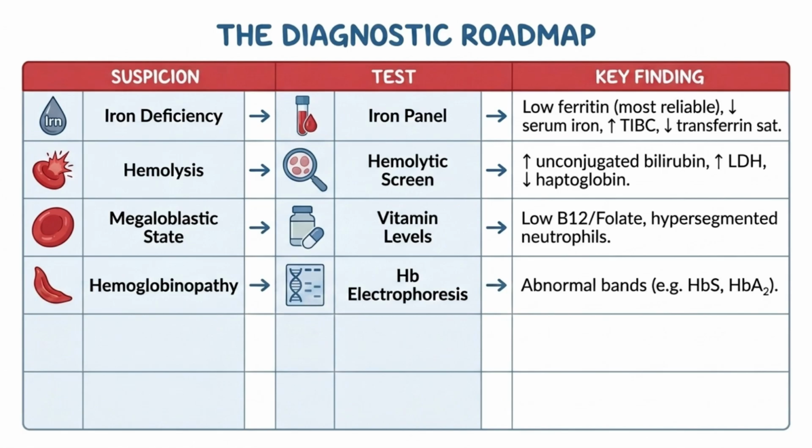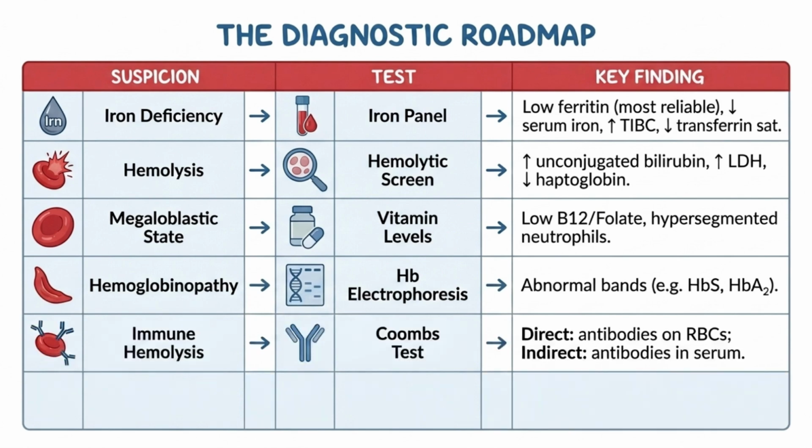For suspected hemoglobinopathies, we can perform hemoglobin electrophoresis. For example, in sickle cell disease, we can detect abnormal hemoglobin such as hemoglobin S. And in beta thalassemia minor, HbA2 may be increased. For immune hemolysis, there is a test called the Coombs test. The direct Coombs test detects antibodies or complement attached to the RBC surface, and the indirect Coombs test detects antibodies present freely in the serum. So the Coombs test is positive if there are antibodies either on the RBC surface or in the blood serum. And if there are no antibodies against RBCs, the Coombs test is negative.